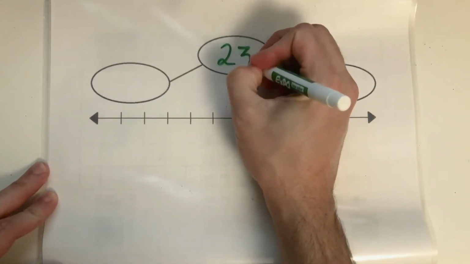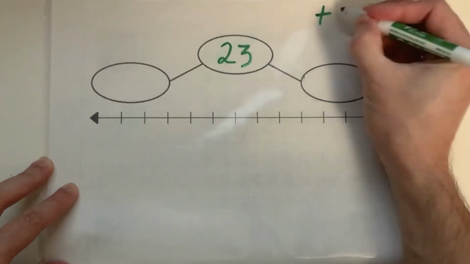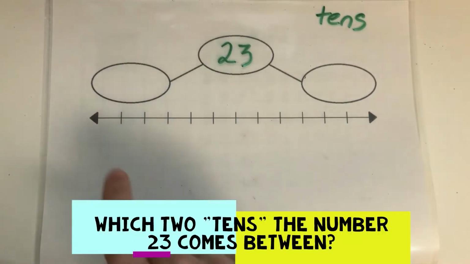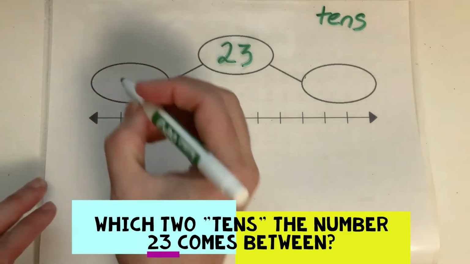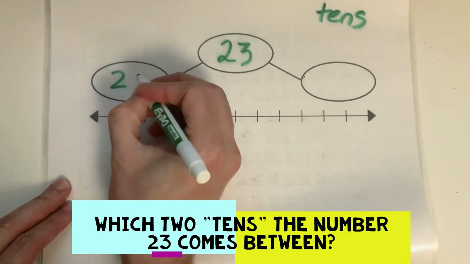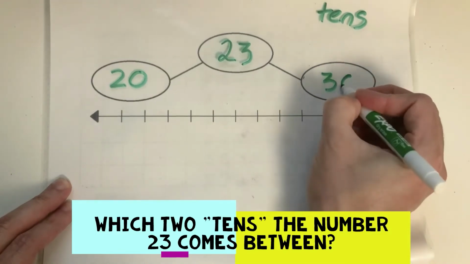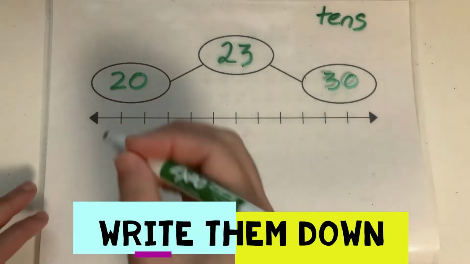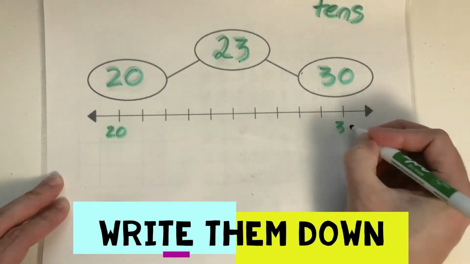23. We're going to round 23 to the nearest tens. So when using the number line, we need to find which two tens the number 23 comes between. So those would be 20 and 30. Now let's put those on the number line. So 20 and 30.